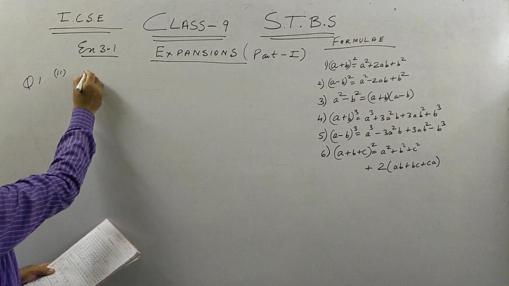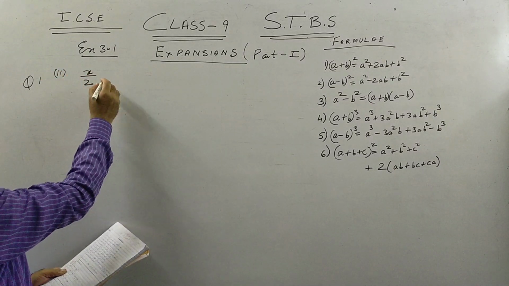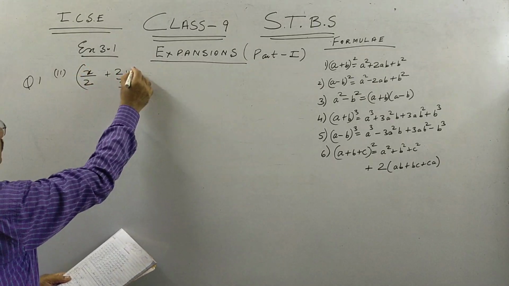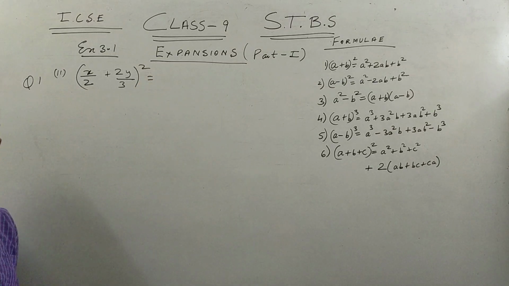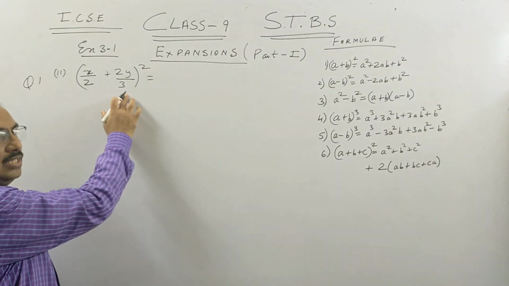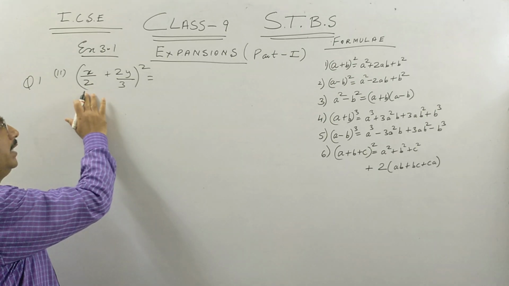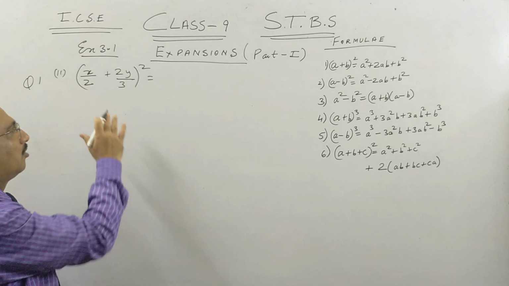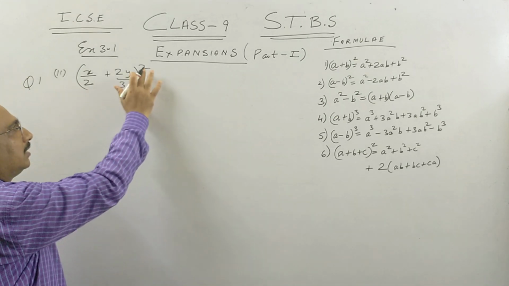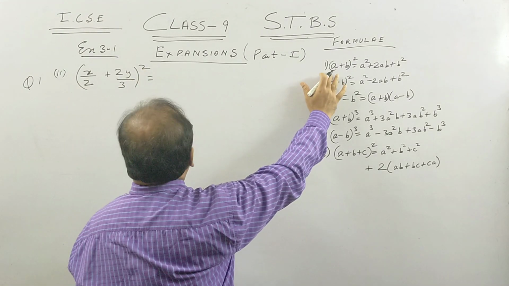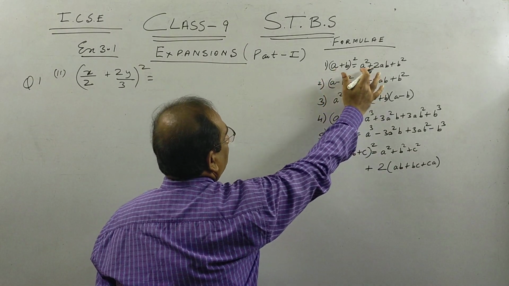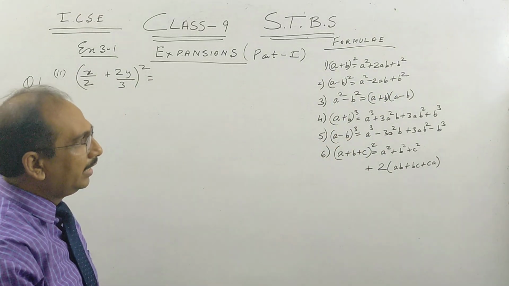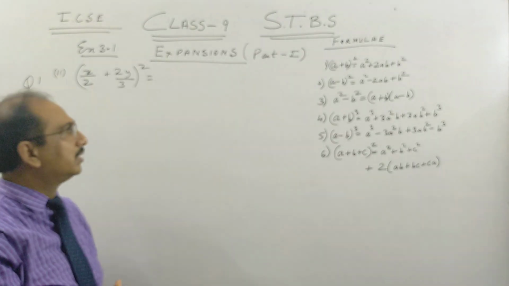Question is (x by 2 plus 2y by 3) whole square. What we have learned: the sum of two things squared. Generally I don't call it a plus b whole square or a minus b whole square. To make it easier, I call it first thing plus second thing squared. Let this be the first thing and this be the second thing. It is first thing square plus twice the product of first thing into second thing plus second thing square.